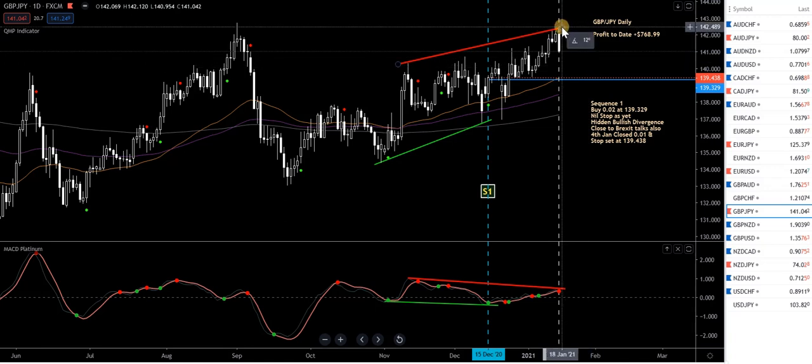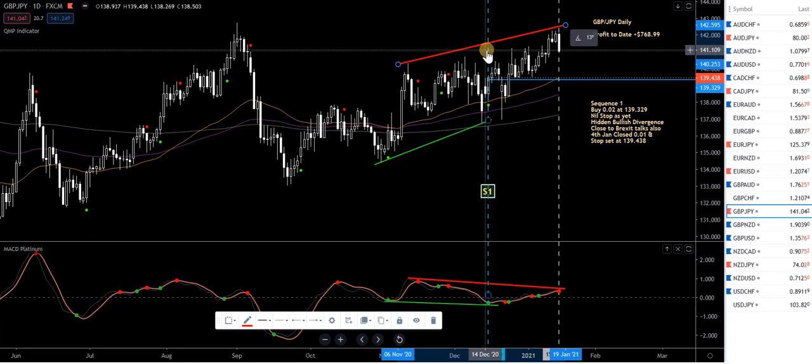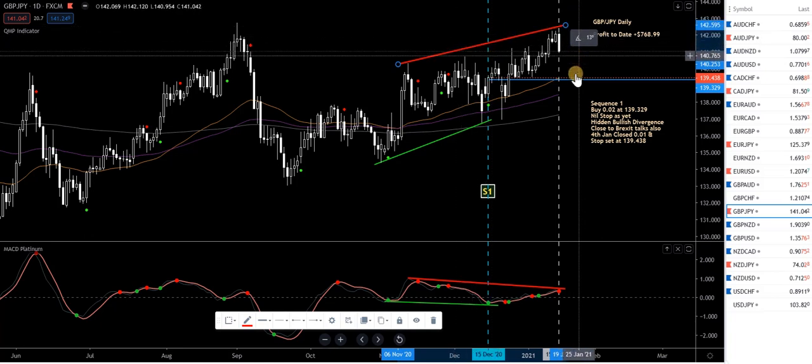In the meantime, I'm drawing these trend lines in, potential regular bearish divergence, which would be high risk trade into the trend.